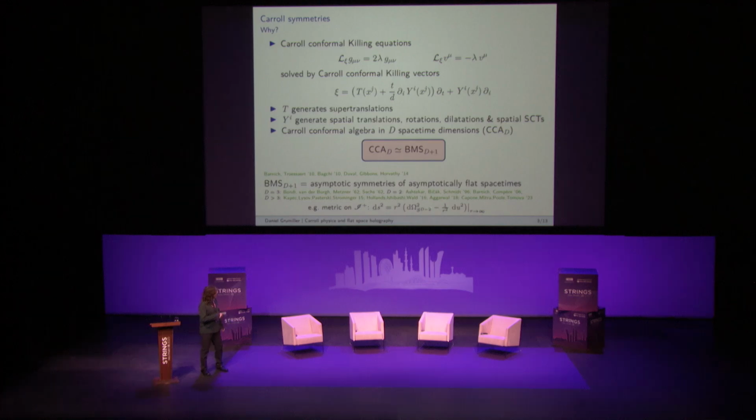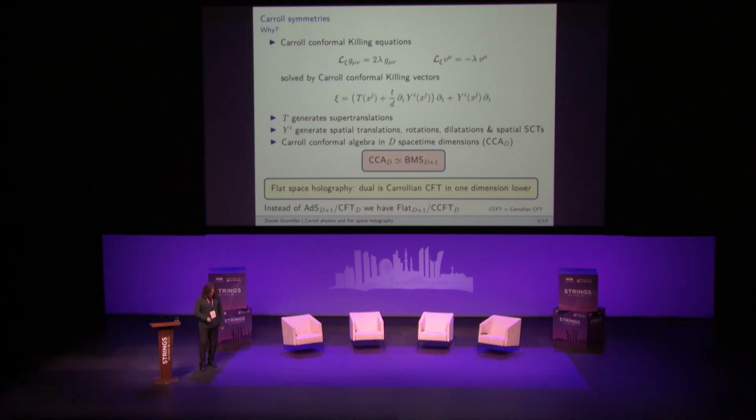And then you have a term minus 1 over r squared, which goes to 0 as r goes to infinity, times u squared. u is the retarded time on the light cone. And therefore, u is just the Carroll time in this specific example. So therefore, it's suggestive that Carroll symmetries are of relevance for flat space holography. And instead of something like an AdS/CFT correspondence, we could have a flat/CCFT correspondence where CCFT stands for Carrollian CFT.